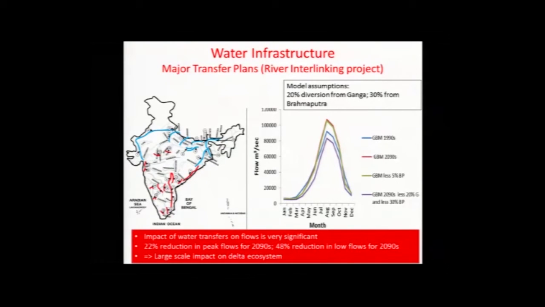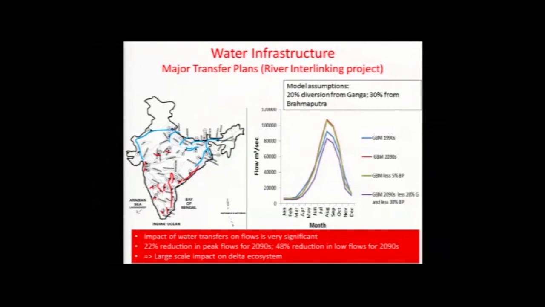And again, the major conclusion out of this scenario is that the impact of the water transfer on flows is very, very significant. We observed something like 22% reduction in the peak flows for the 2090s and about 48% reduction in the low flows, and that's a massive reduction. And again, this validates the former point that the low flows are the ones which are going to be very severely affected because of the climatic change, and of course, if you add up the water transfers as well, that's going to have a very large scale impact on the delta ecosystem.